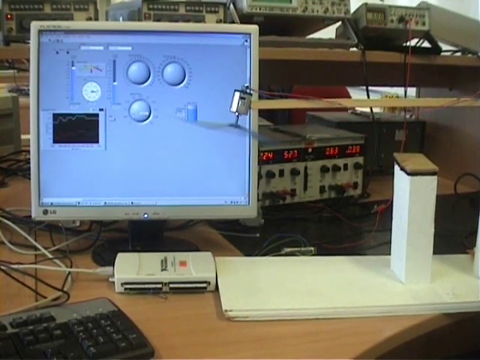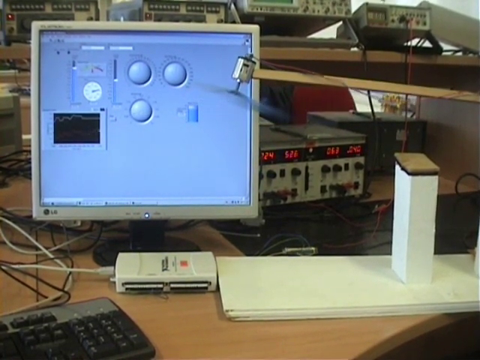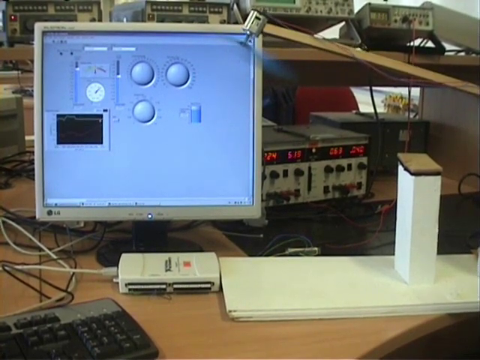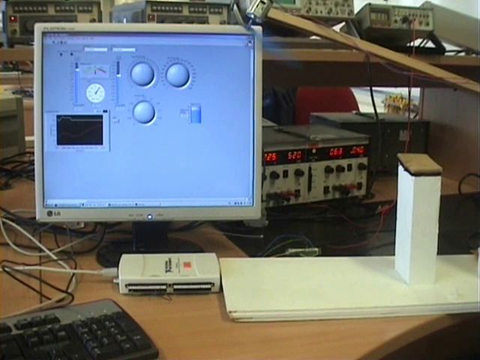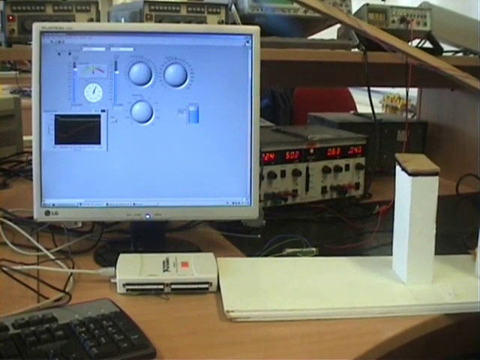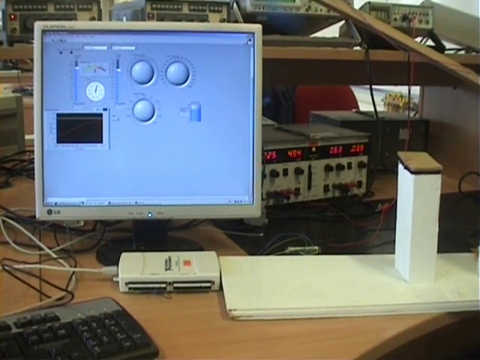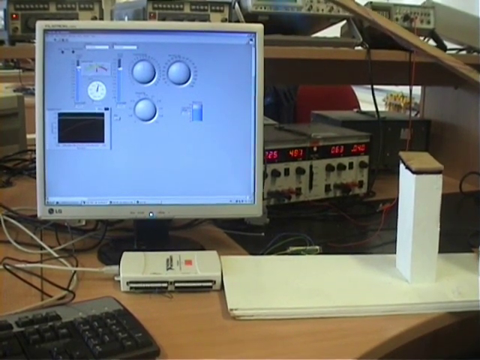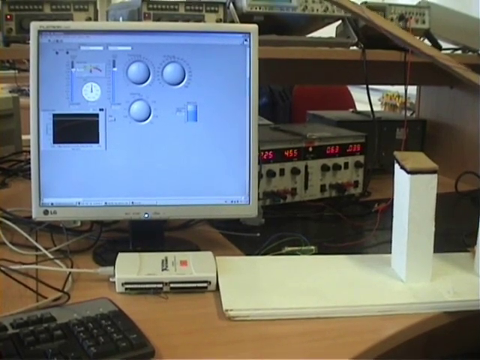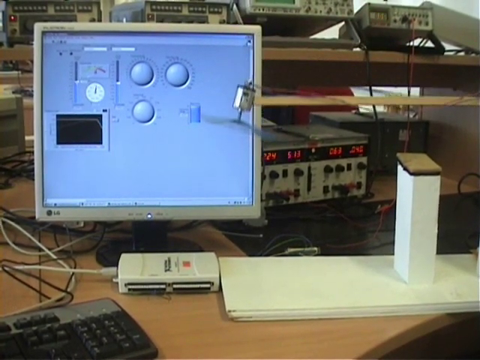As I put the integral gain on, you can see the helicopter creeping up to the desired position, so the red wire's creeping up to the white wire. And it's almost there. So what we've got now is a nice system that should just follow my input.